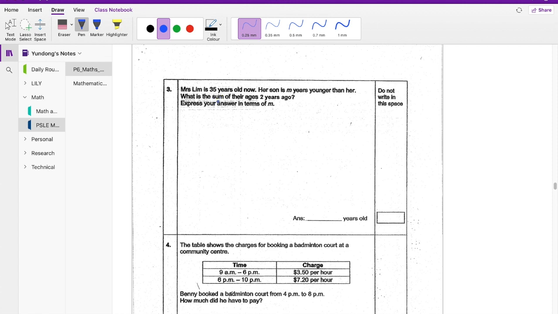Miss Lim is 35 years old now. Her son is m years younger than her. What is the sum of their ages 2 years ago? Express your answer in terms of m.